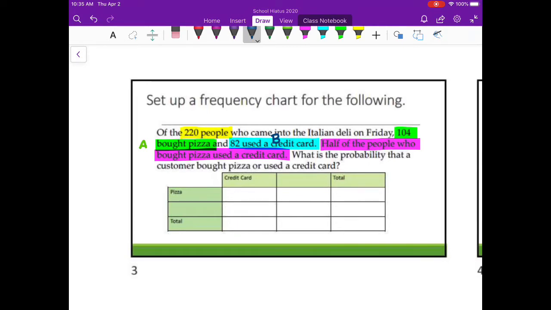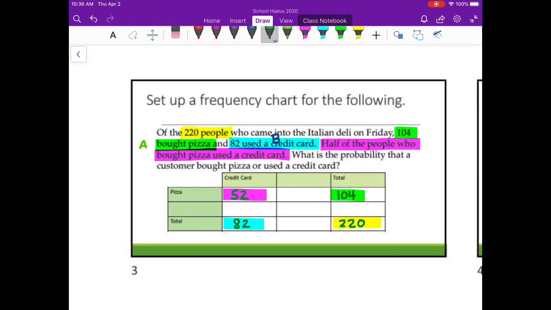So let's fill in our table to start. There are 220 people total, and our total will go here. Then we have 104 people who bought pizza, and we have 82 people who used a credit card. Finally, we have half of the people who bought pizza used a credit card. So that's both event A and event B. Half of 104 is 52.